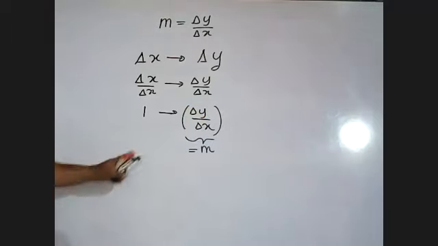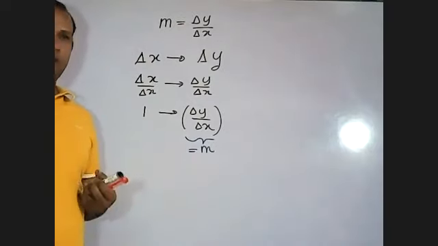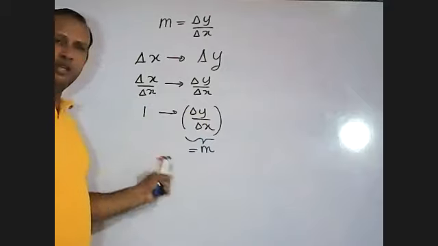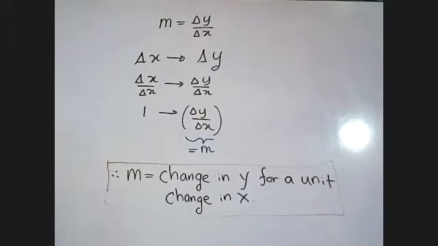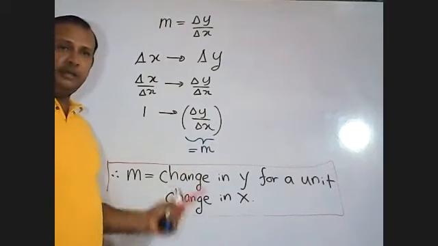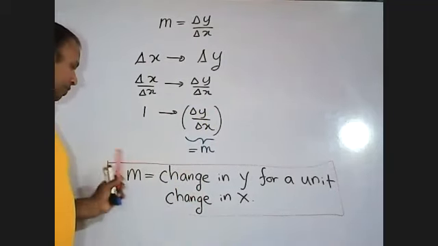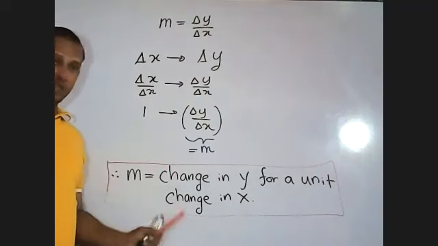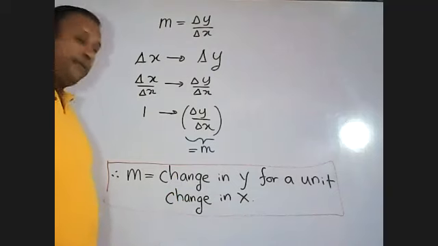Okay, then write this down. So this is the mathematical explanation. The mathematical explanation for a gradient. Okay.